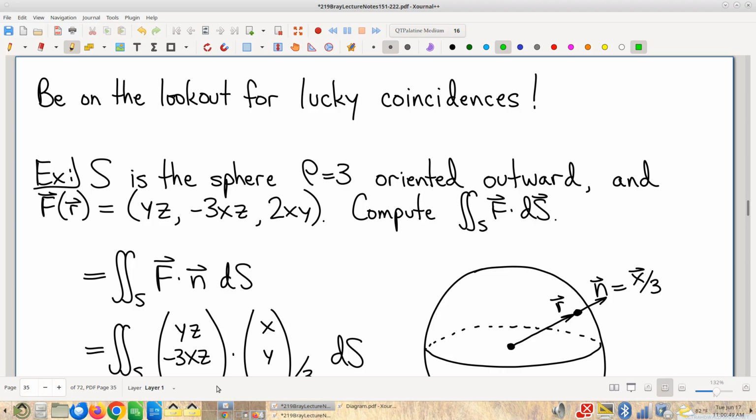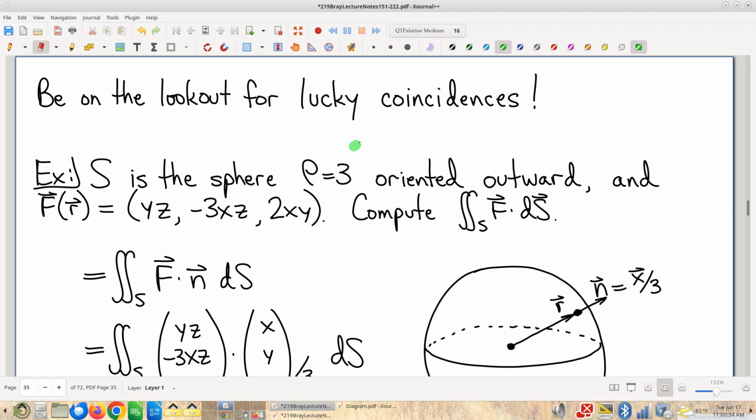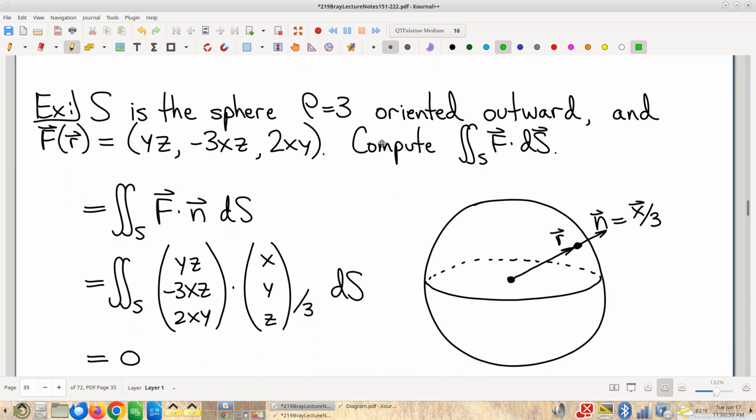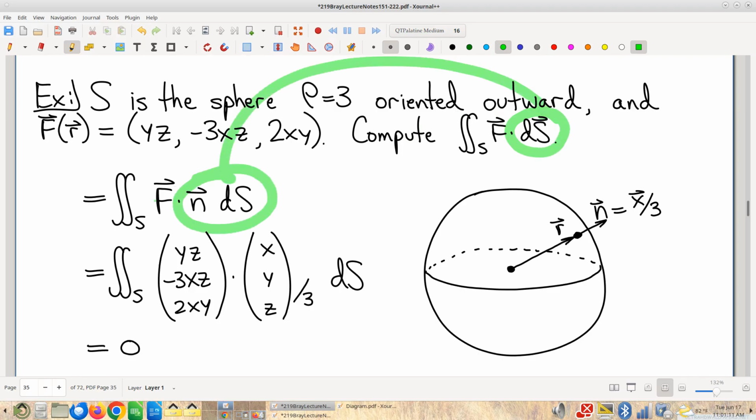One of them is what I'm going to call lucky coincidences, or I've referred to this kind of thing in the past as geometric good fortune. Just a heads up: always keep your head on a swivel. If you've been asked to compute a flux, don't forget that dS vector is just the orientation unit normal vector times the dS scalar. And sometimes, surprisingly often, that orientation unit normal, you can just read it straight off of the picture.